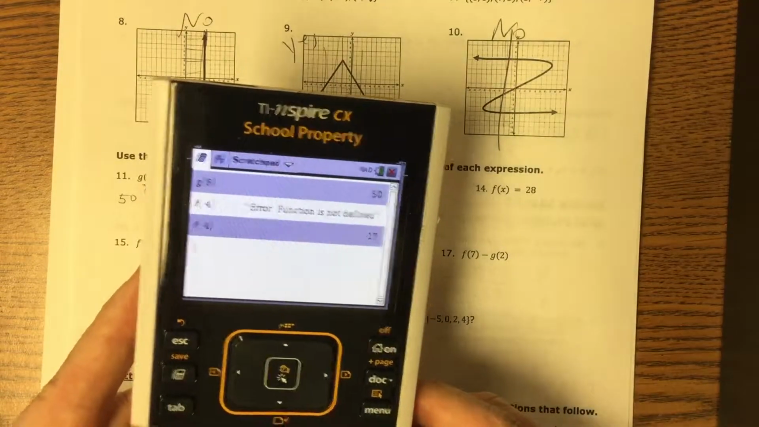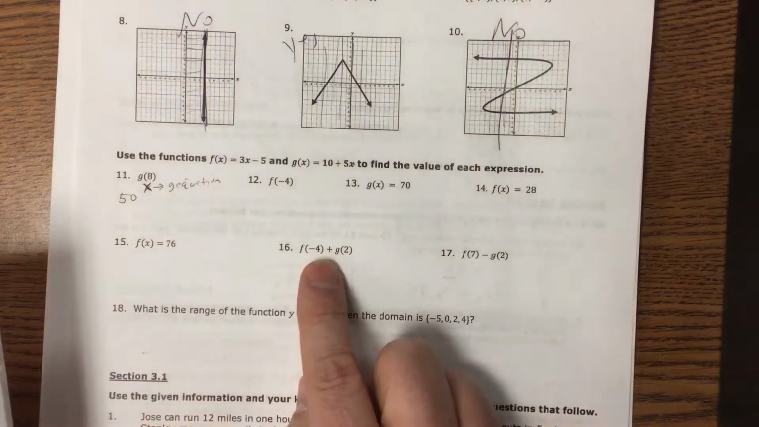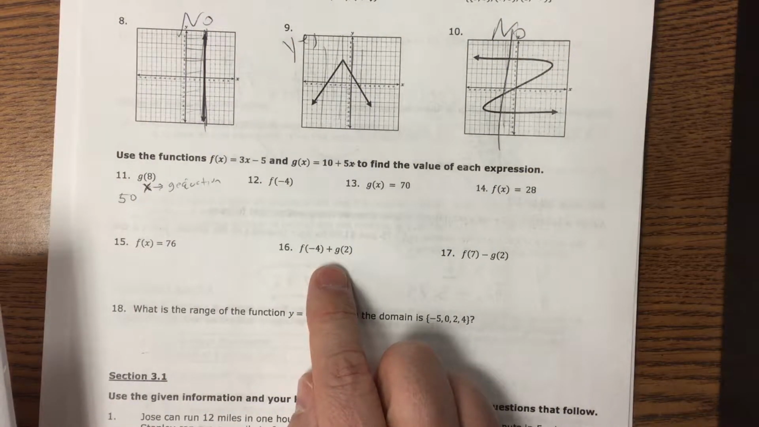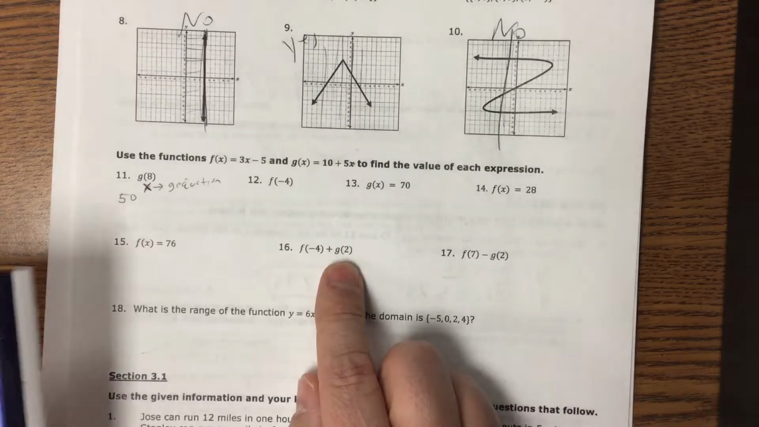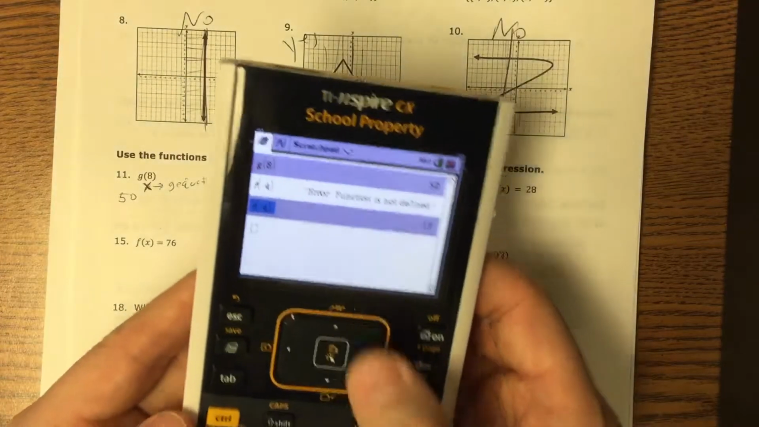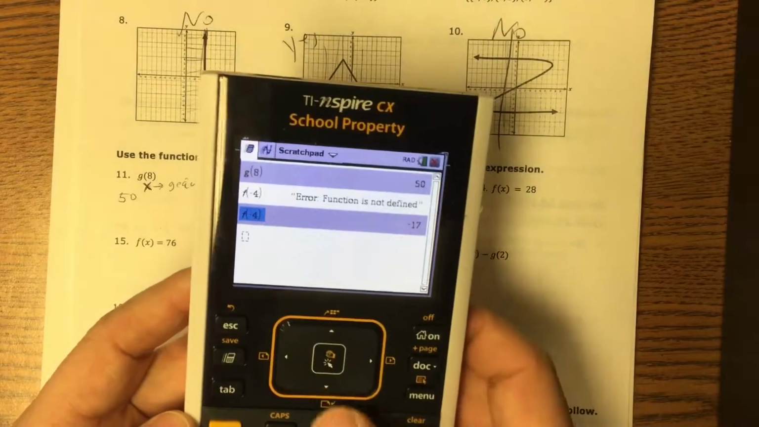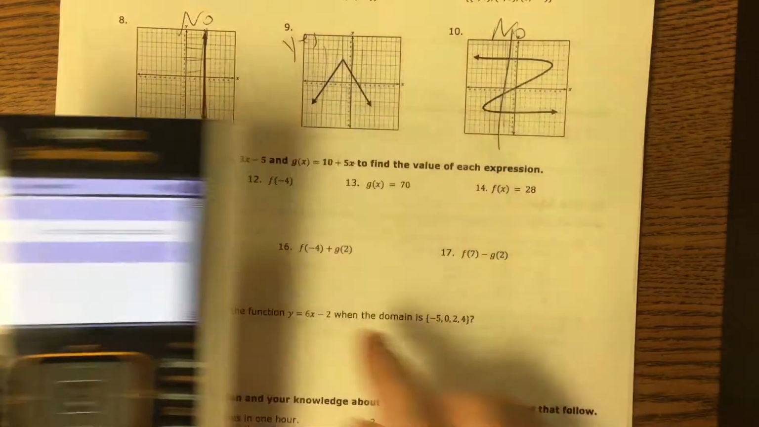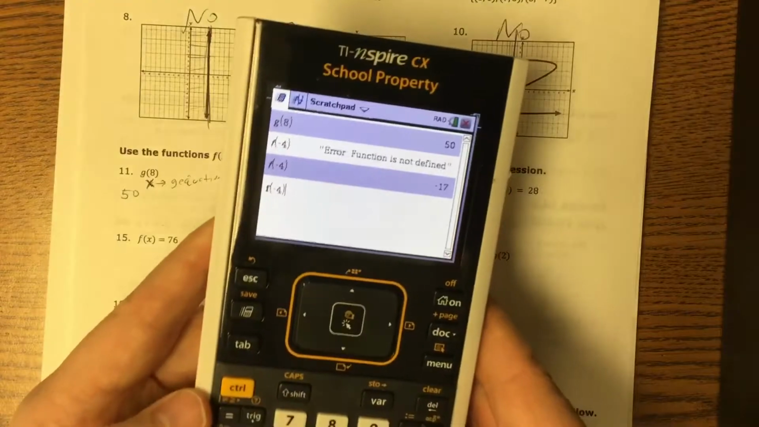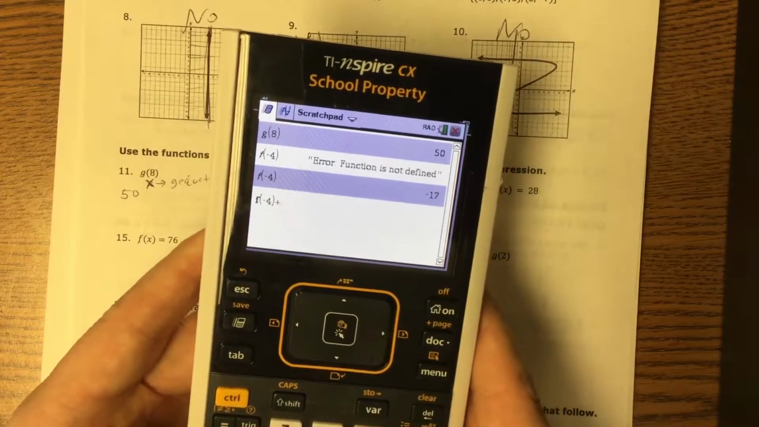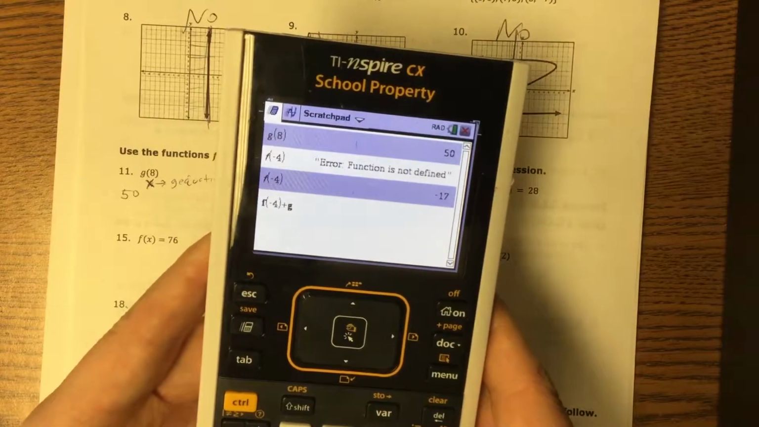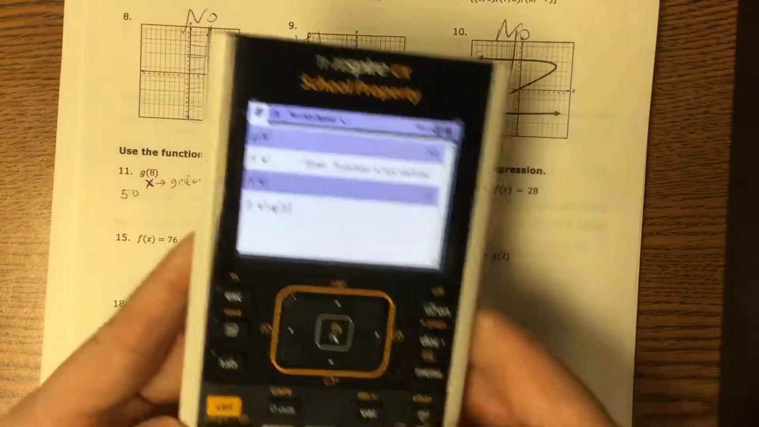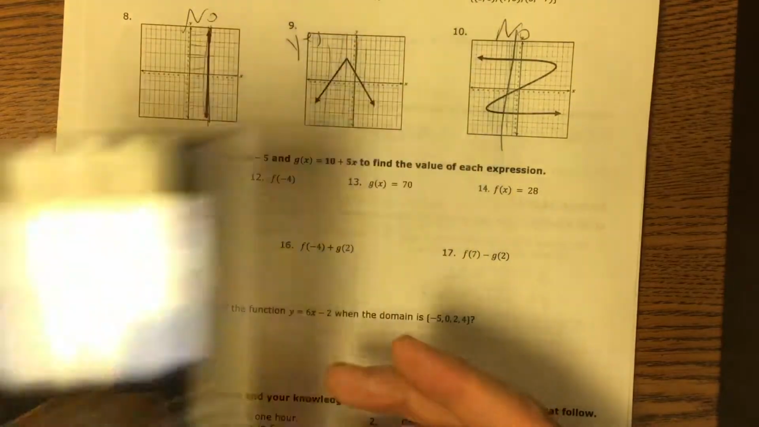Negative 17. All right, so when you get to these complicated ones right here, you just type in f of negative 4 plus g of 2. All right, let's do that. I'm going to copy and paste, Control C, Control V. F of negative 4 plus g of 2. There you go. That's how you get these.